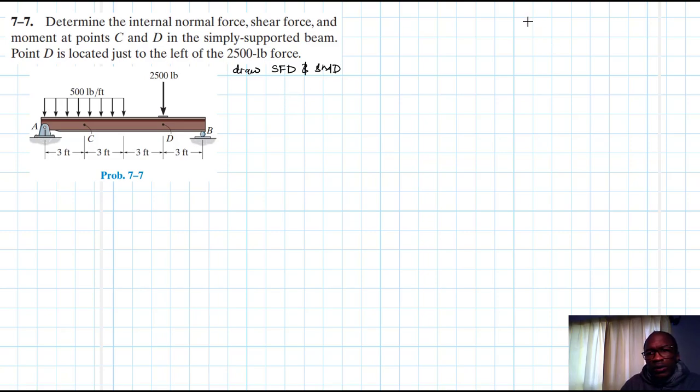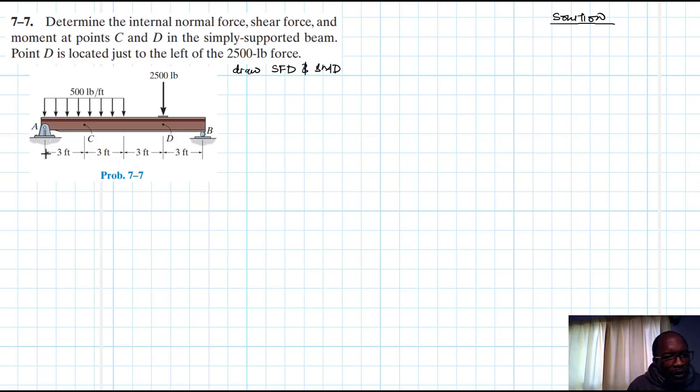So this problem is coming from the Engineering Mechanics and Statics textbook, 13th edition by R.C. Hibbeler. So we have a simply supported beam, and it is loaded with a rectangular distributed load from A to 3 feet from A, and we have a point load 3 feet from B. So to start with, quickly let's draw the free body diagram and then start doing the sectioning.